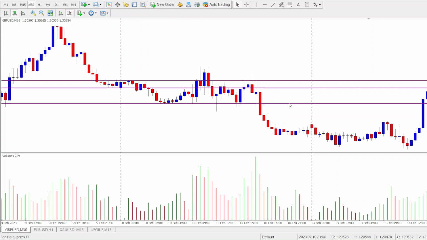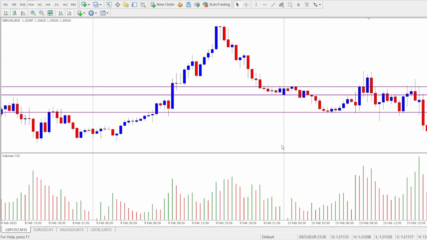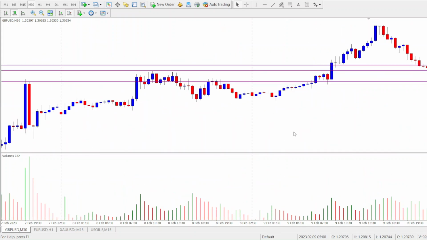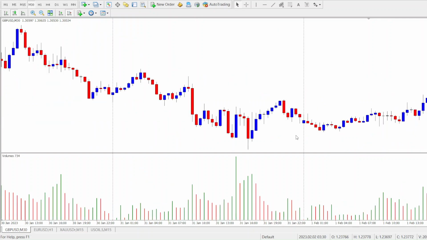So basically that is how this strategy works. Remember that you can use the volumes indicator just for additional confirmation. When you have an increase in volume, it can add to the signal of that trade. It can add to the confirmation of that signal.